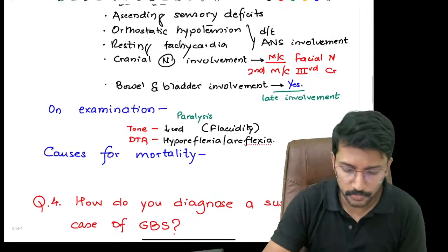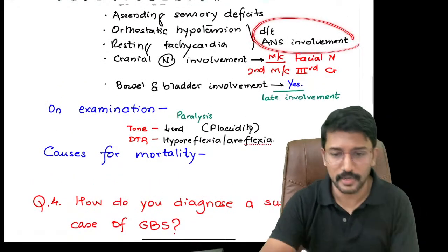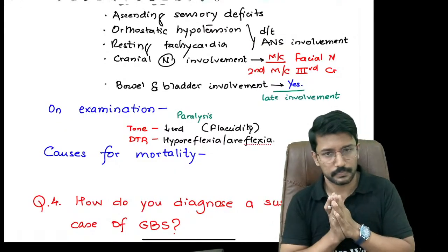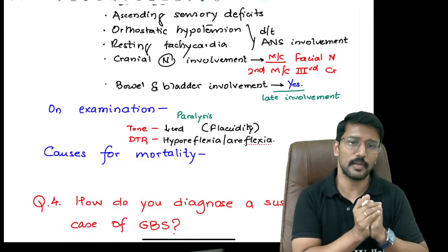But if you have autonomic nervous system dysfunction, then you will not be able to correct it and the BP will drop. And then the patient can feel dizzy on getting up. That's what we call orthostatic hypotension.